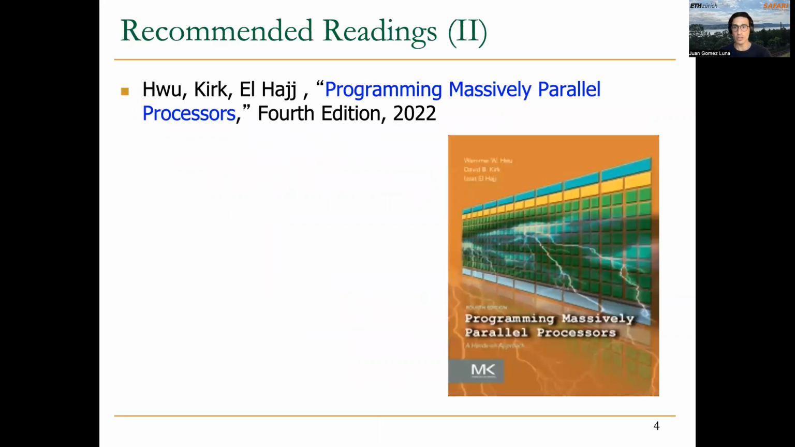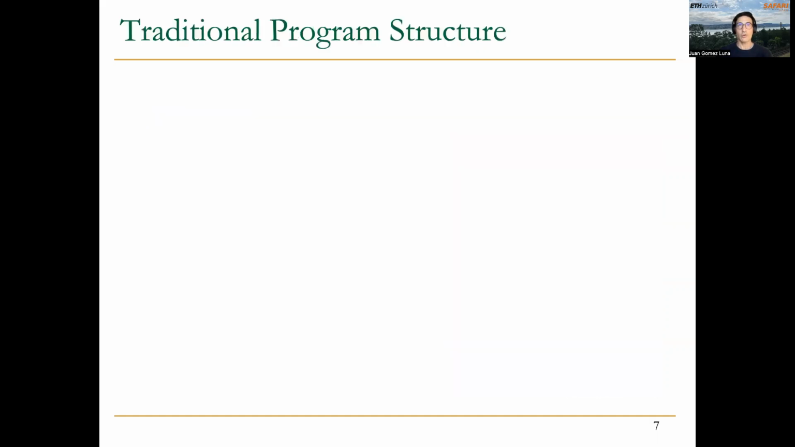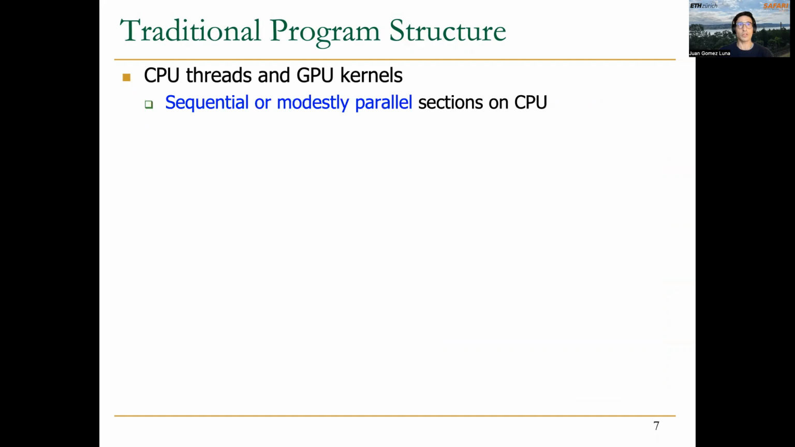Let me remind you as well that the reference book for this course is the book Programming Massively Parallel Processors. Remember that when programming a GPU or a heterogeneous system with CPUs and GPUs, we are typically going to use CPU threads that will run on the CPU and GPU kernels. CPU threads will execute sequential or modestly parallel sections that will run on the CPU cores, while massively parallel sections of code will run on the GPU.